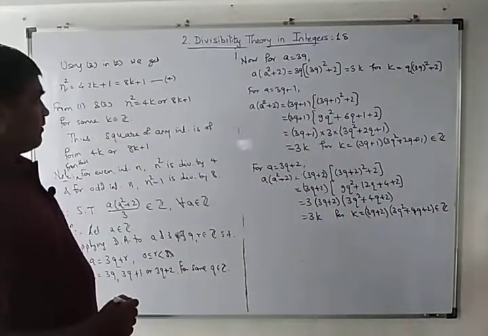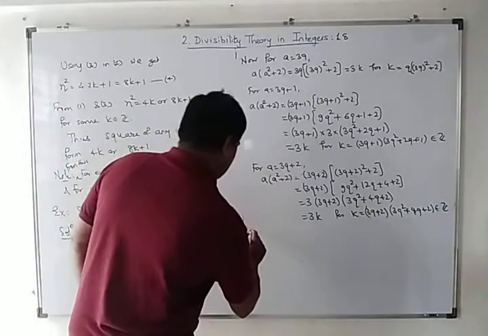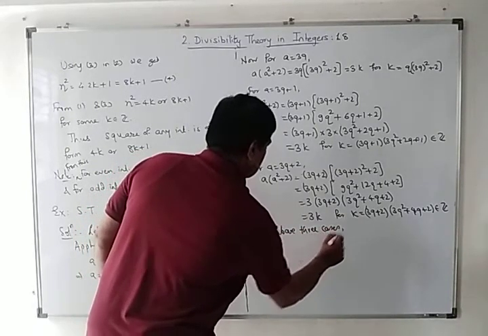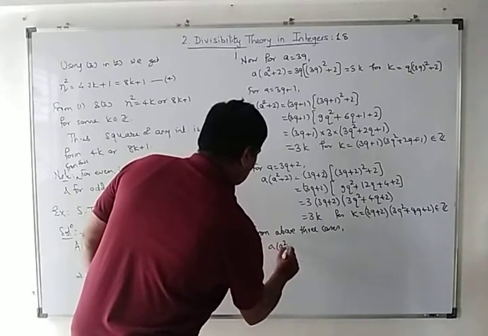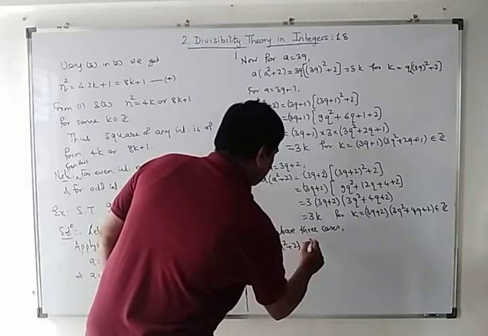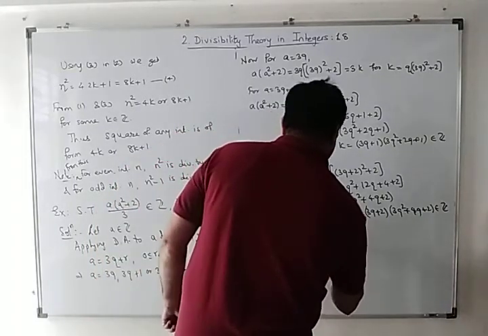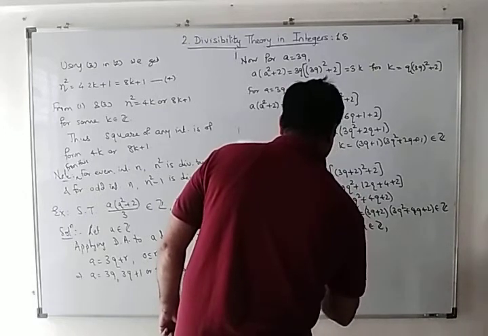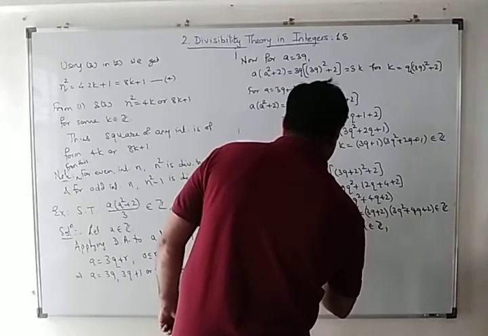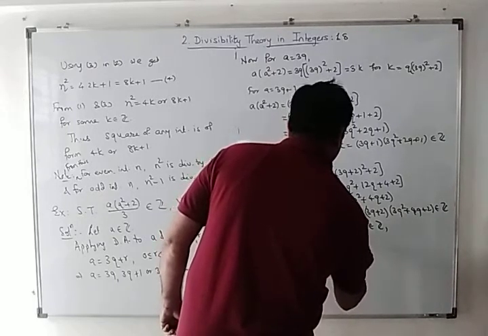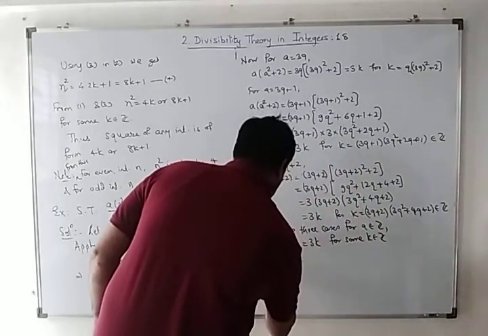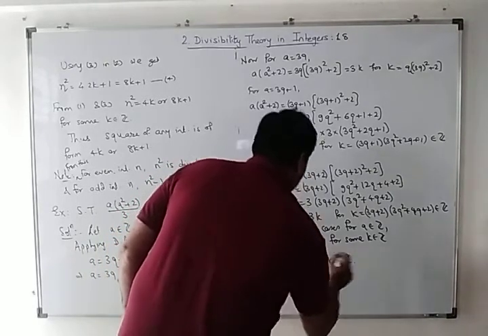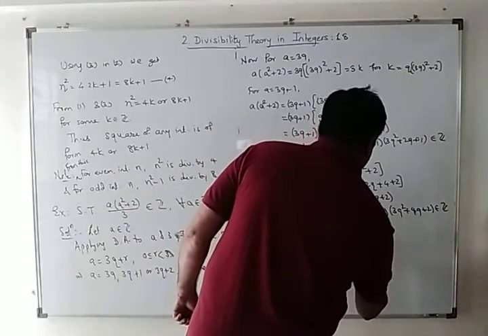From the above three cases, a(a² + 2) = 3k for a belonging to Z. That is, a(a² + 2) is equal to 3k for some k belonging to Z, which implies a(a² + 2)/3 = k belongs to Z, for any a belonging to Z.